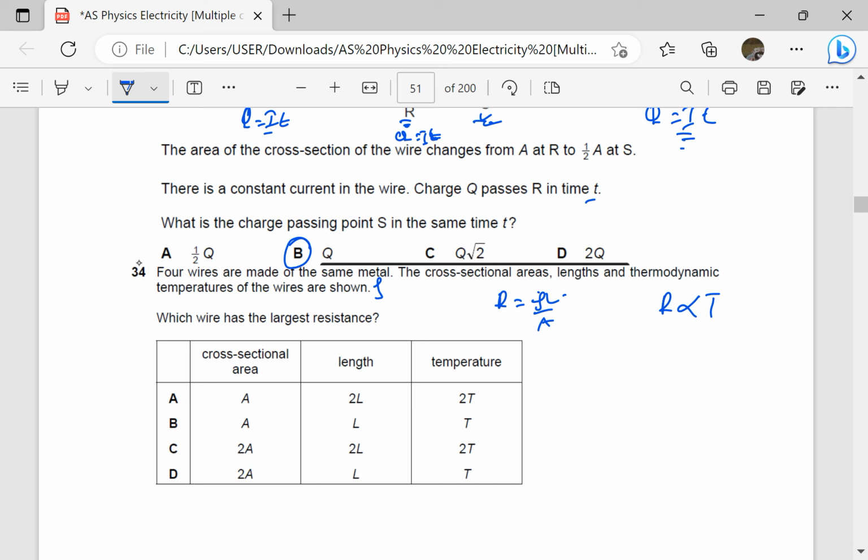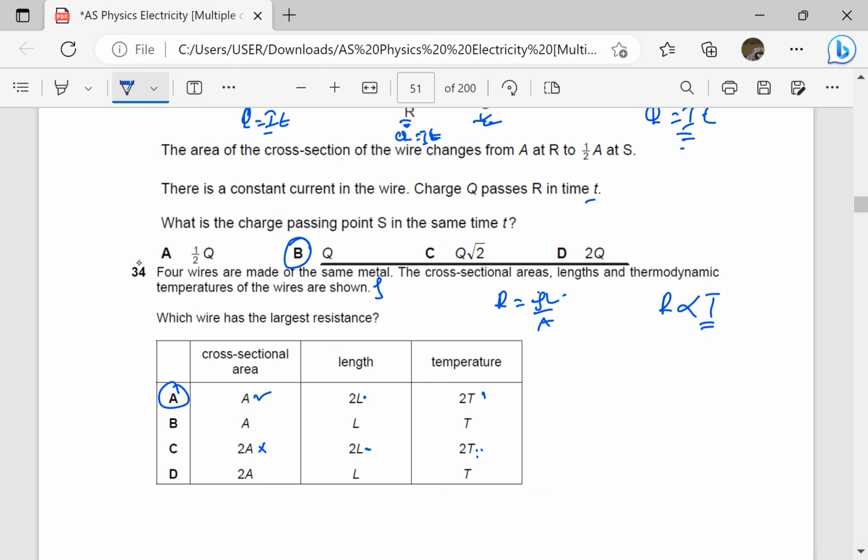So those with the highest length, we have this one and this one. Then we check their cross-section area. The one with the smallest cross-section area, so we take this one, we ignore this one. Then we check the temperature. The temperature is the same. So the answer is going to be A.